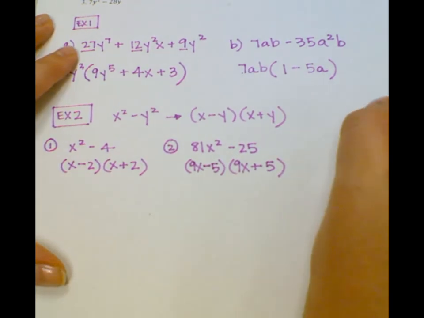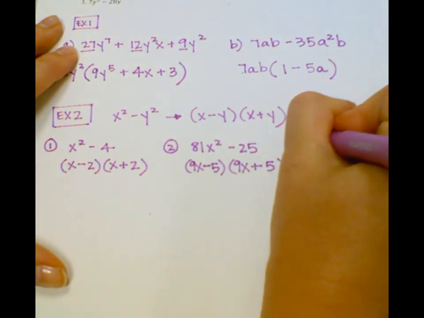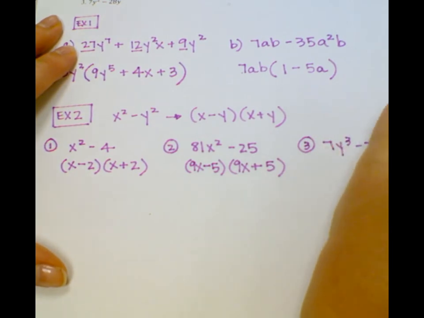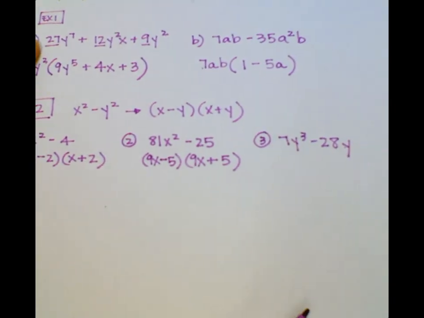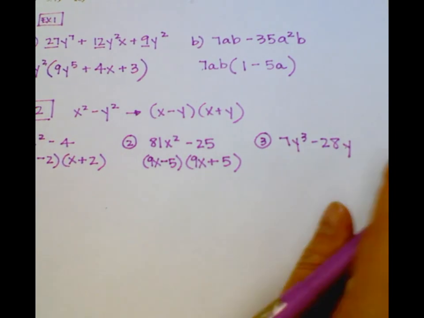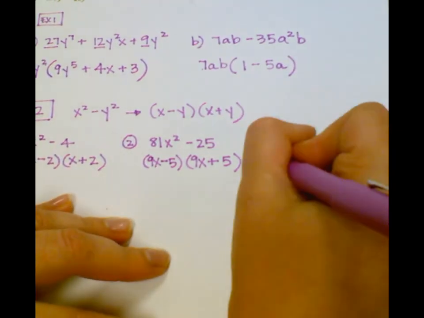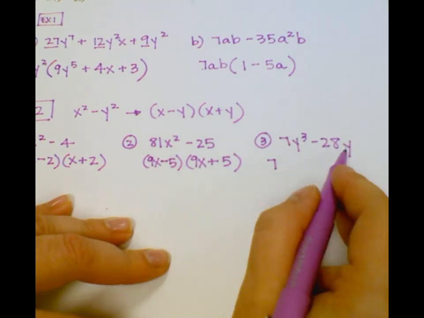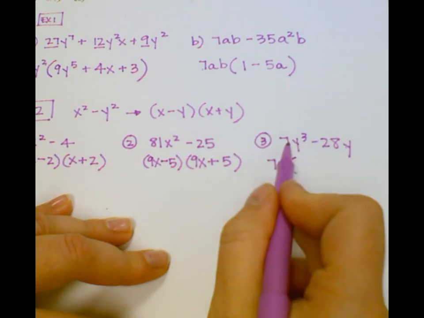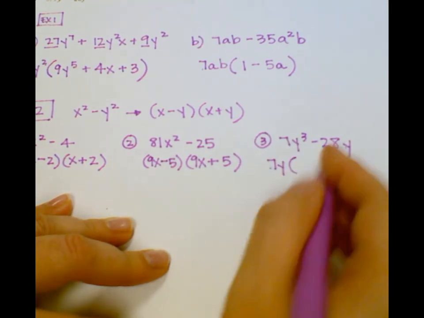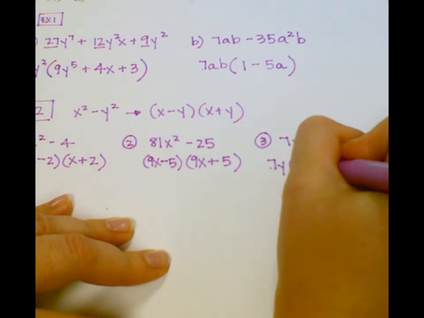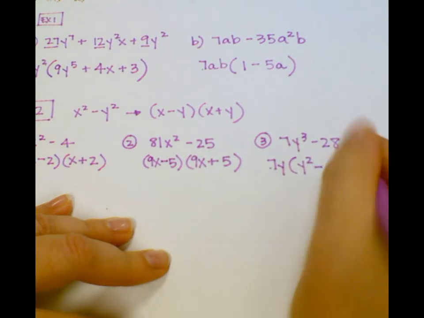All right, let's go one more. Let's go 7y cubed minus 28y. All right, so look at that. Remember, the first step is to pull out a GCF if there is one. Is there a GCF? 7 and 28. Yes, 7 can go into both of those. What is the smallest y, y to the third or y? Just y. Good. So 7 divided by 7 is 1. What's 3 minus 1? 2. 28 divided by 7 is 4. And then you took out the y.